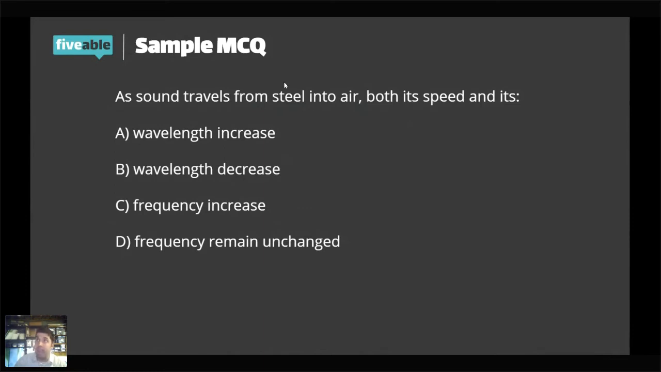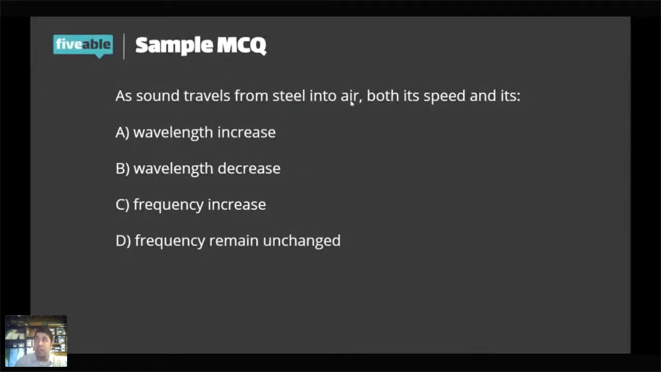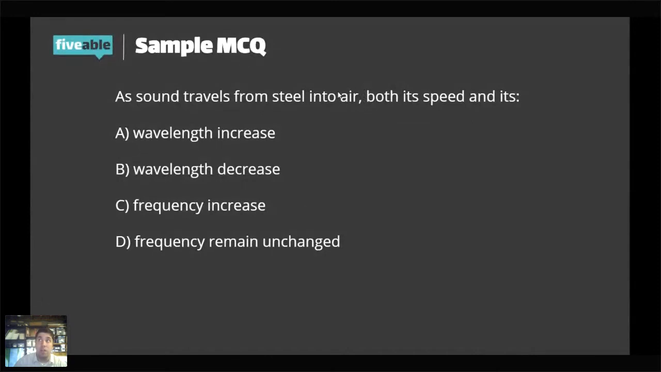So we are going from a fast material, steel, into a slow material, air. Air being a gas, much more spread out. It takes more time for the molecules to bump into each other to send these sound waves through it. So because we're going from a fast material into a slow material, its speed better decrease. And only one option has decrease as a choice. Okay, and it is the wavelength gets smaller.